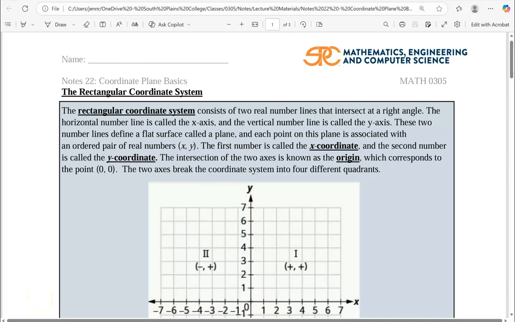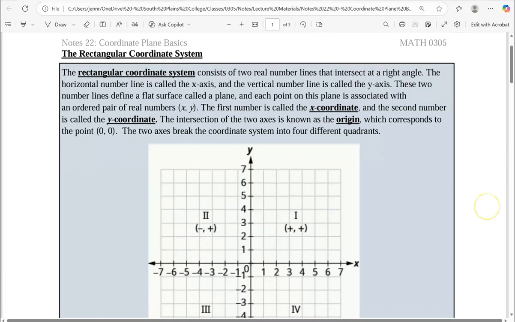Hey, welcome to Notes 22, where for the first time we're going to start seeing the picture that goes with our algebra. Now, when I talk about the picture, what we're talking about is the graph. But before we can get to the graphs of our algebra, we have to introduce what's called the coordinate system.